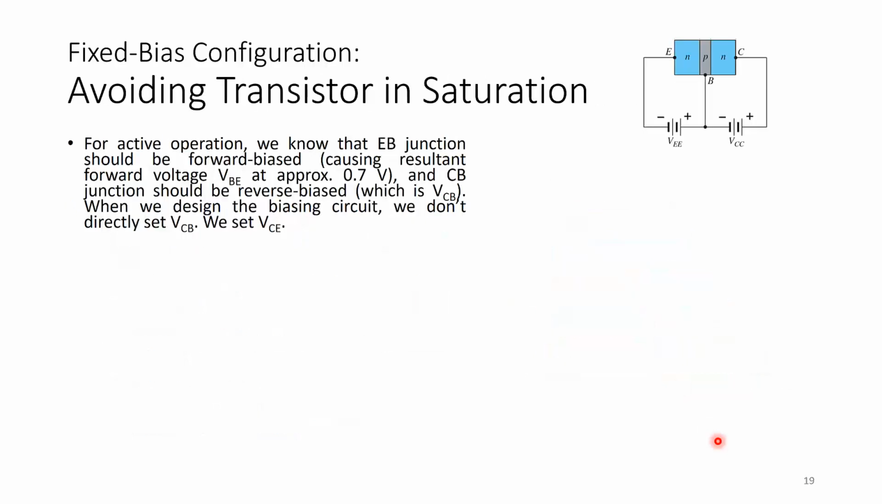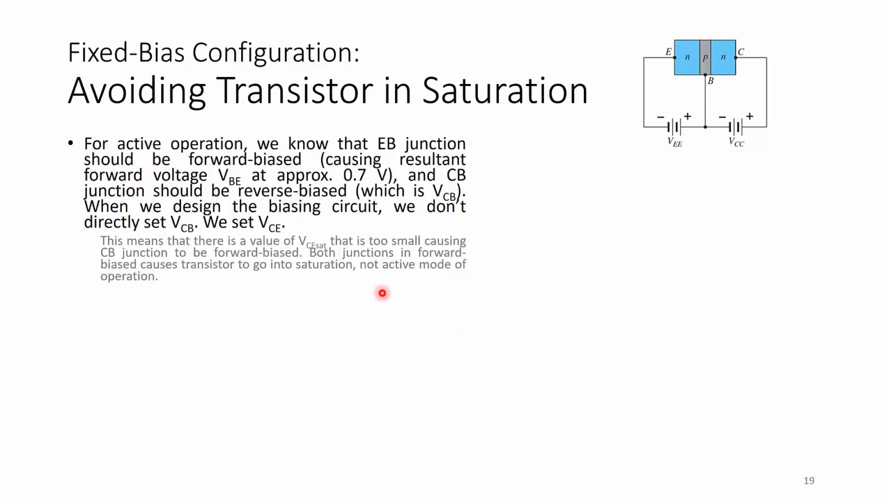Now, let's have a look, before looking further into what the load line tells us, at how to avoid transistor saturation. We know that for active operation, the emitter-base junction should be forward biased, causing a resultant forward voltage VBE of approximately 0.7 volts, and the collector-base junction should be reverse biased, which is VCB. But when we design the biasing circuit, we don't directly set VCB. What we set is VCE.